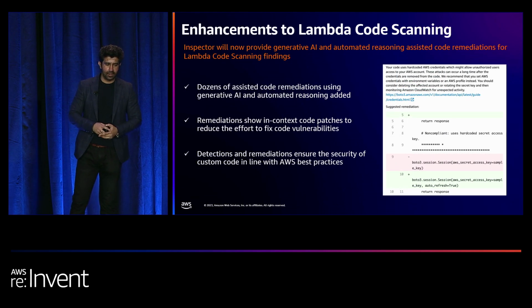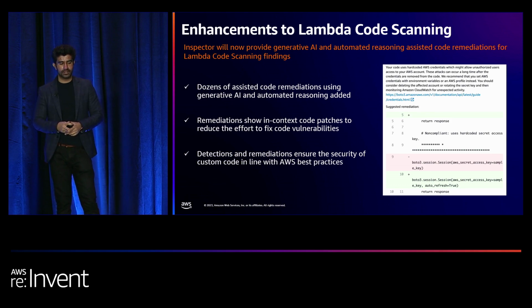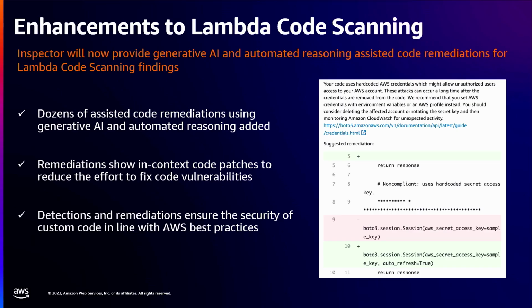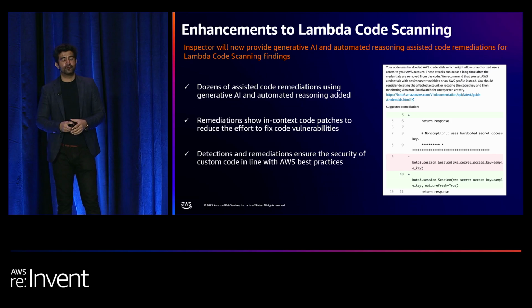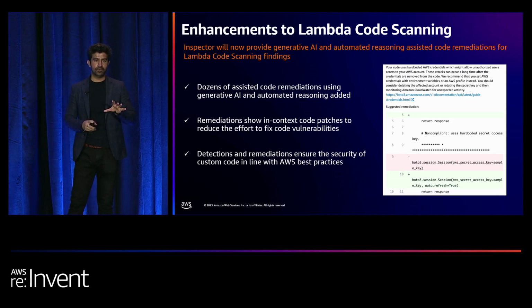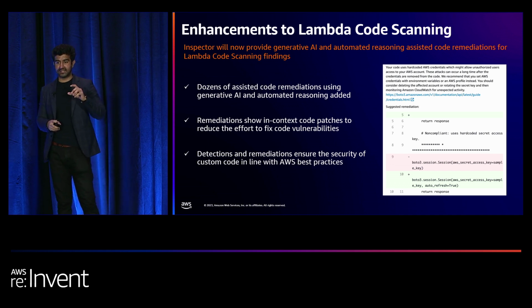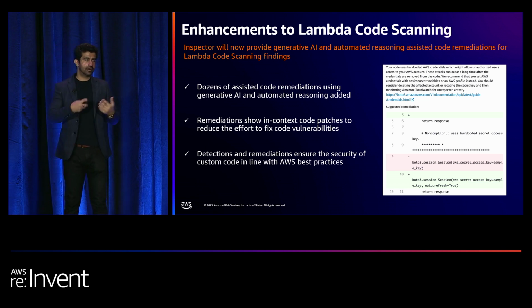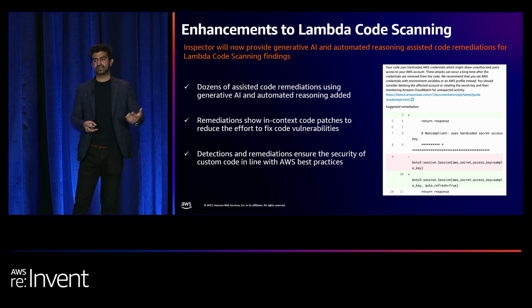The last launch, which we also announced earlier this week, was enhancements to our Lambda code scanning. So we launched this feature at Reinforce this year, where for the custom code that you write in your Lambda functions, we identify code vulnerabilities like injection flaws, hard-coded credentials, or weak cryptography issues. With that launch, we provided a code snippet of which line of code had that issue, and we provided a generic recommendation on what you need to do to fix that vulnerability.